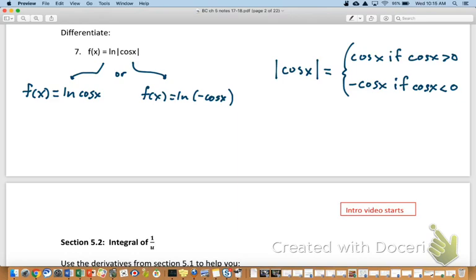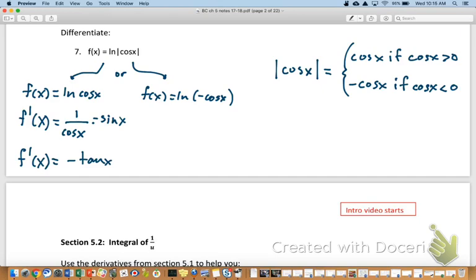Now check this out. This is where this gets kind of cool. F prime of x, well, isn't the derivative of ln of something just 1 over something times the derivative of that something? So you would get 1 over cosine of x times, what's the derivative of that inside? Negative sine. And can you see how negative sine over cosine would be negative tangent? Okay. So we get negative tangent right there.